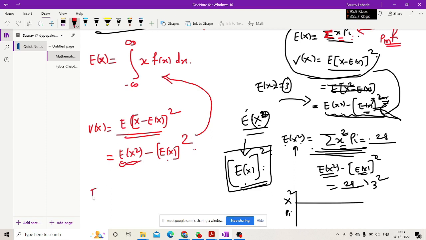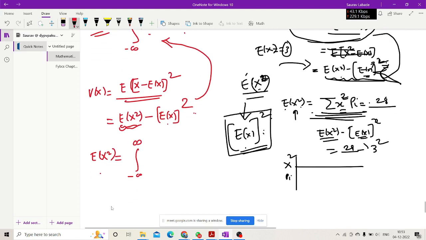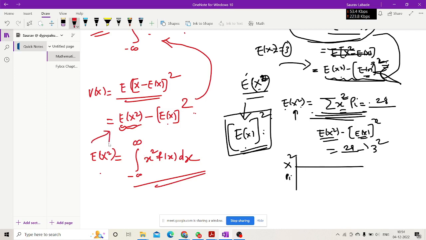So here the expectation of x square is what? It is the integration from minus infinity to plus infinity. When it was the expectation of X, we took x into f of x. Same when it is the expectation of x square, you will take x square into f of x dx. You will get the expectation of x square, substitute it in this formula, and then you will simply find out the variance of X.